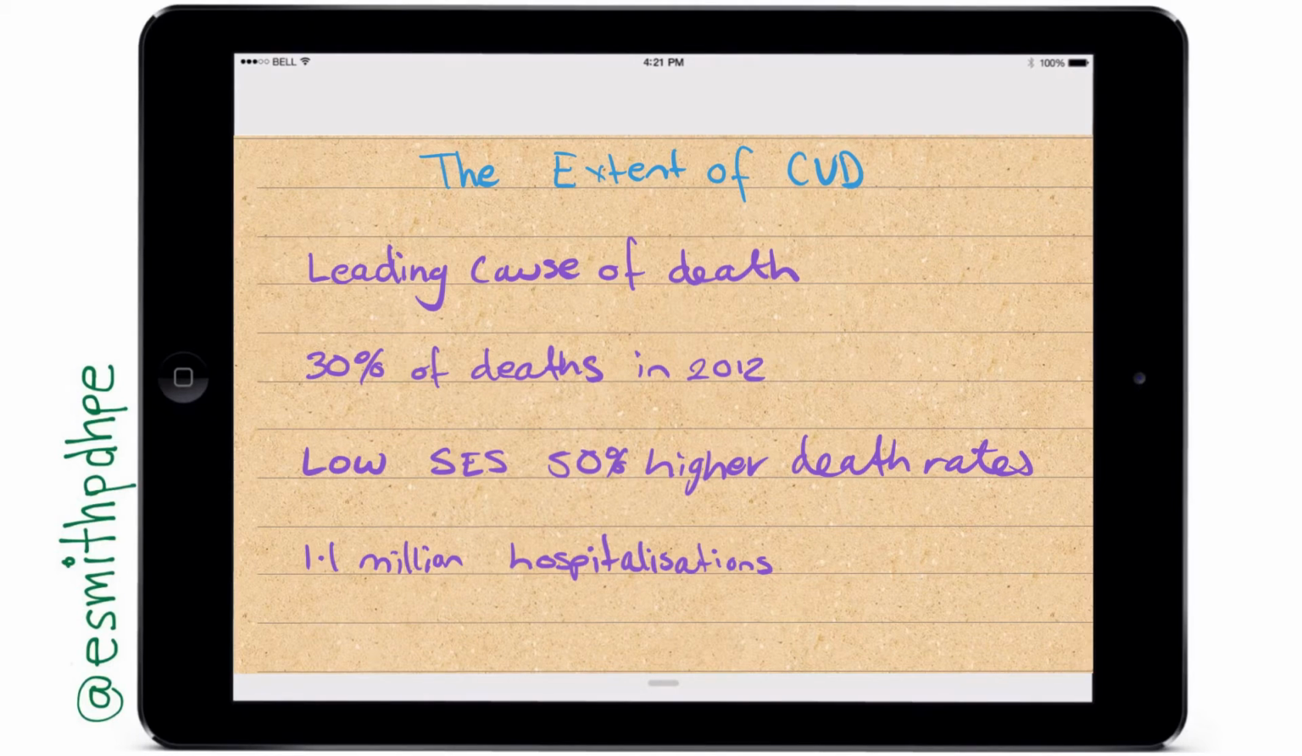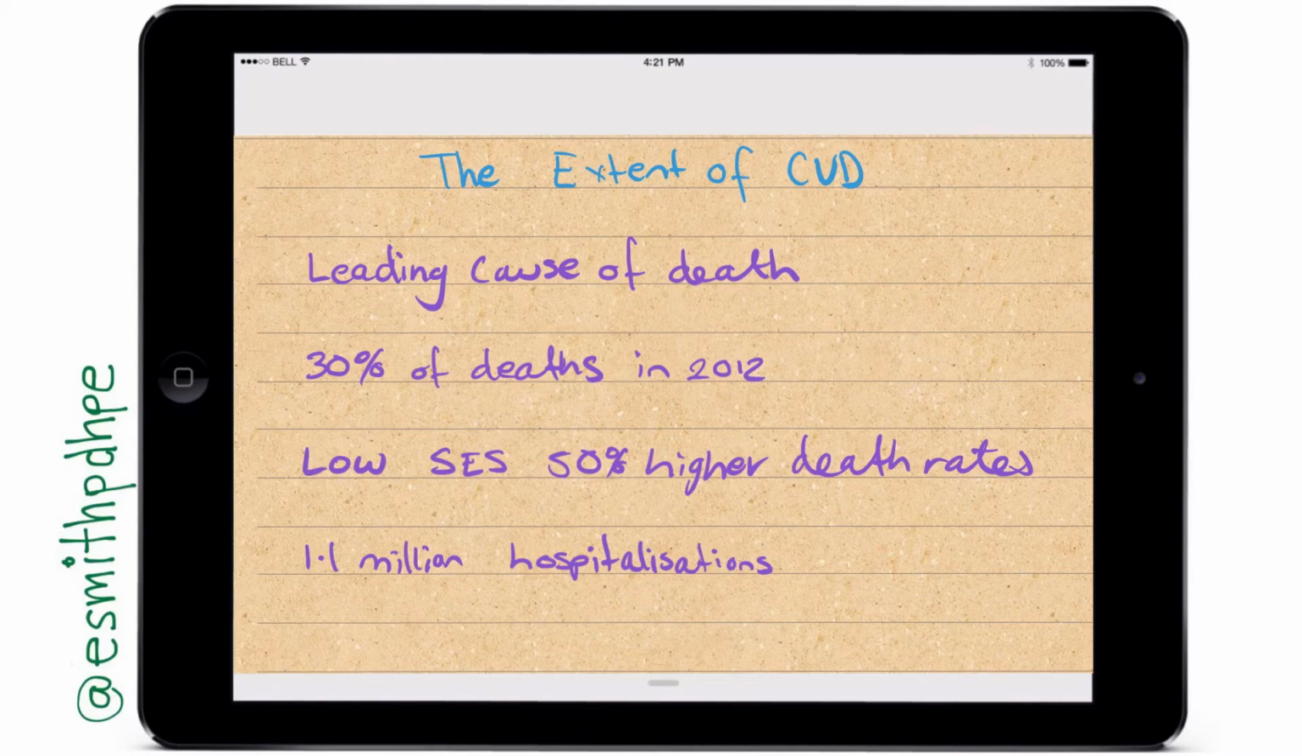So now we move on to having a look at the extent of cardiovascular disease. So having a look at it, we know that cardiovascular disease is the leading cause of death and accounted for 30% of deaths in 2012, which is interesting to see that it's a 5% decrease from 35% of deaths in 2005.